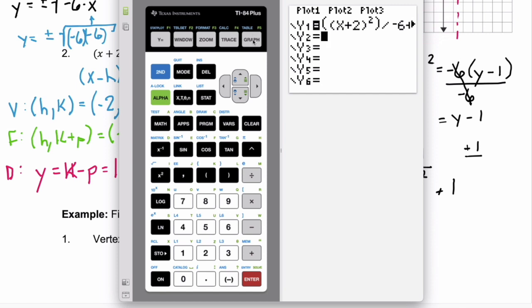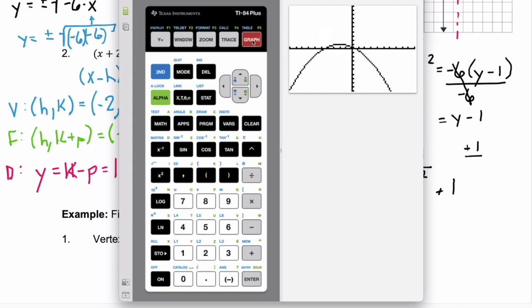Let's hit graph and see there's the graph of our parabola. It opens down, which we expected because our p was negative, right? It's negative 6 for our 4p. And we guesstimated our vertex at negative 2, 1. That would be about here. That looks correct. So there we have the graph of this parabola.